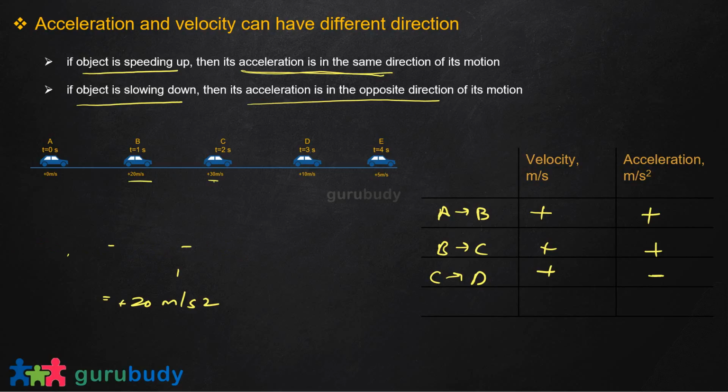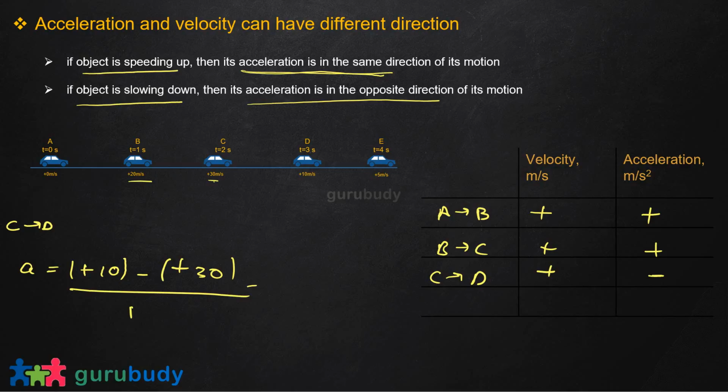So we are looking at between C to D. Acceleration is final velocity, which is plus 10, minus initial velocity, which is plus 30, and then divided by time taken, which is 1 second. So this is going to be minus 20 meter per second square. So the velocity and acceleration are in opposite directions, right? Similarly, between D to E, your velocity is positive because the car is still moving in the same direction, and acceleration would be negative because your velocity is decreasing.